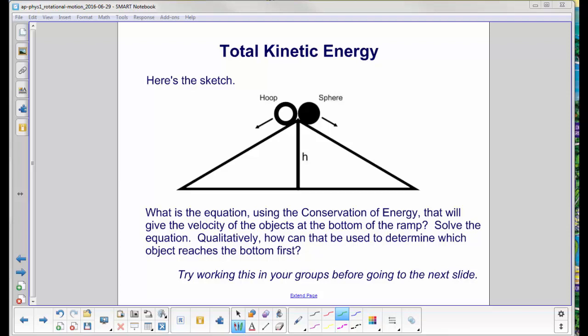So what equation do we use, using the conservation of energy, that will give the velocity of the objects at the bottom of the ramp? Solve the equation. We'll actually go through that. Qualitatively, how can that be used to determine which object reaches the bottom first? Give a shot at this with your groups or on your own before going on to the next slide.